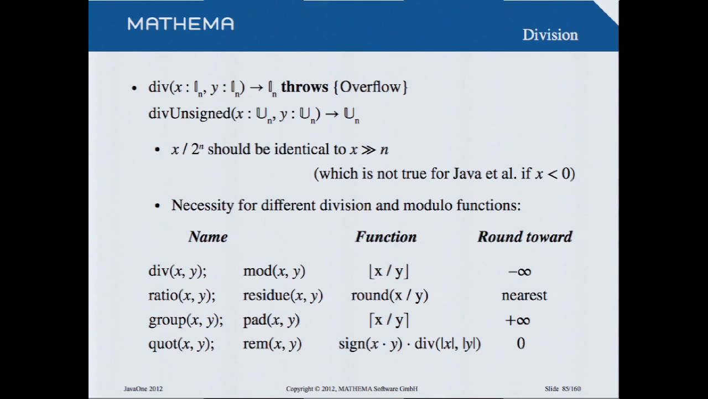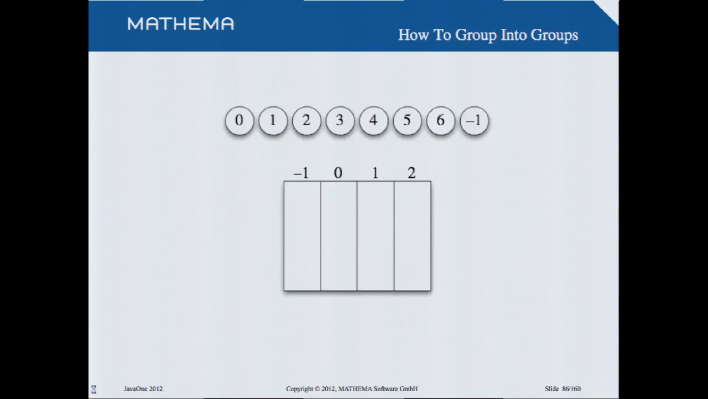Okay, you see that's a problem because it's non-intuitive, and so we have the possibility to divide in several ways, and these are the 4 most important ways to do it. You can round to minus infinity, or you can round to the nearest, you can round to plus infinity, or you can round to 0, which is what the Java function does. So if you have a division in Java, it usually divides by rounding to 0. This leads to sometimes subtle errors shown here.